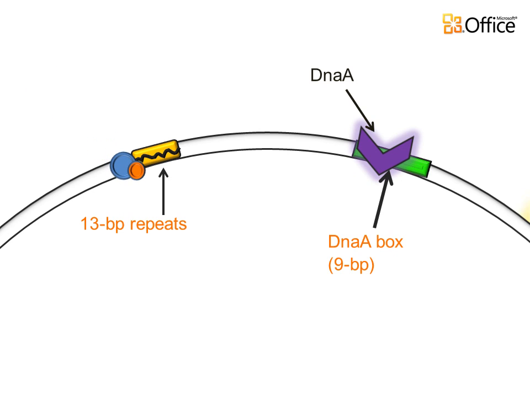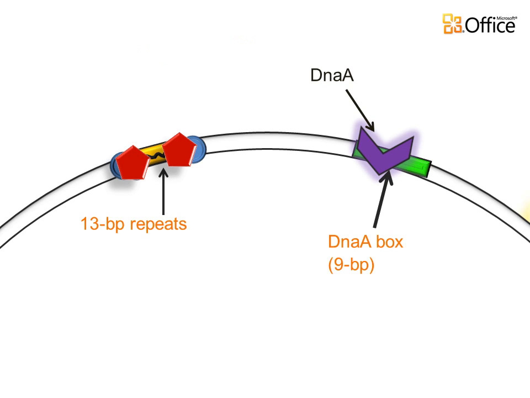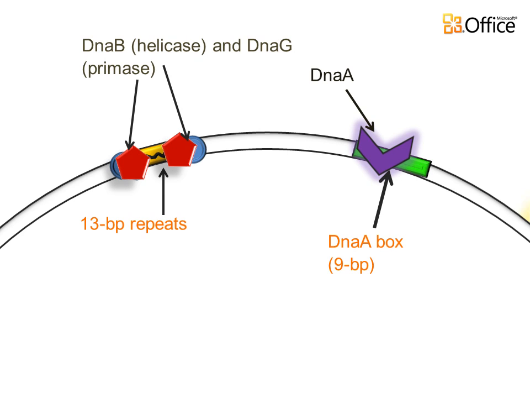After the double strand is opened, DNA-B helicase and DNA-C bind to either side of the opening, or replication forks. Next, DNA-G primases bind to the same sites. DNA-C is then released, creating the primosome complex of a helicase and a primase, and starting the next phase of DNA replication.